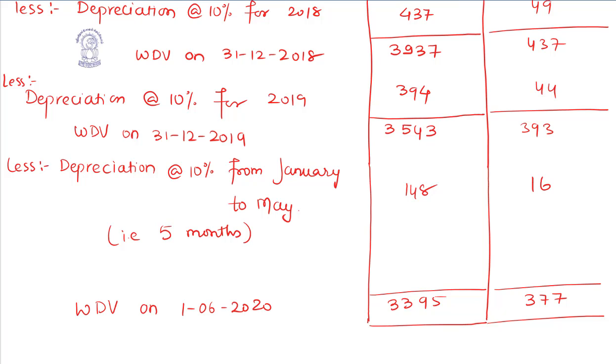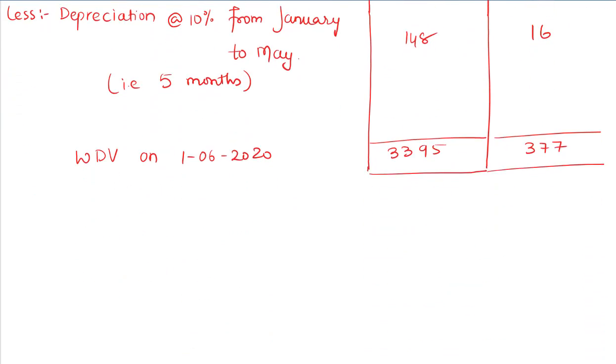So this was the computation of WDV on the date of sale and scrap. There were two machinery purchased, first on 1st January 2015 and second on 1st of January 2016. I believe you understood till here. Let us continue.